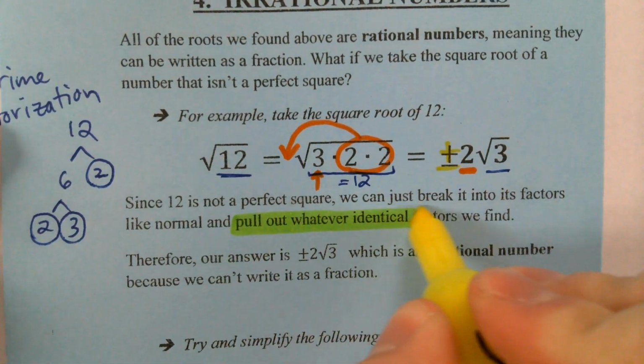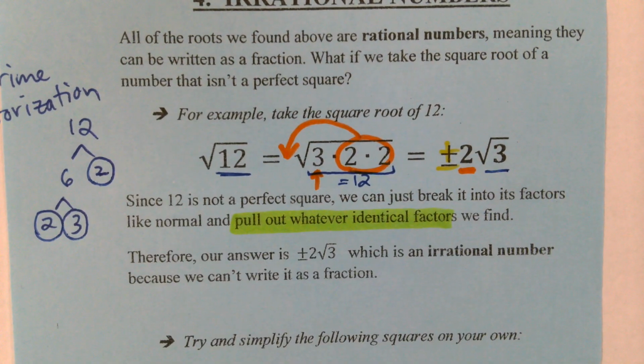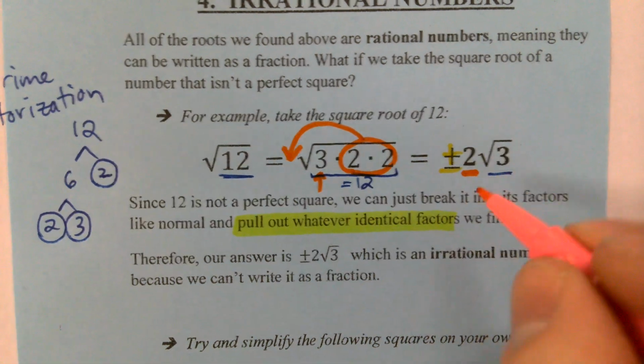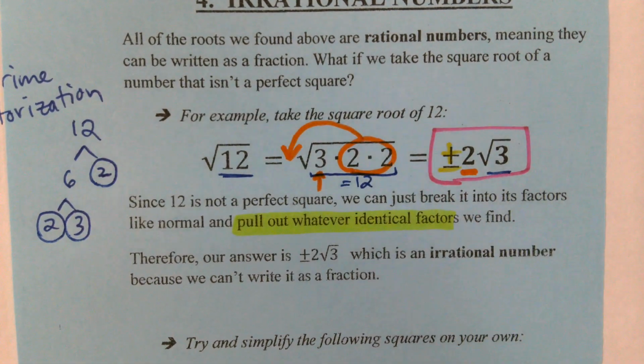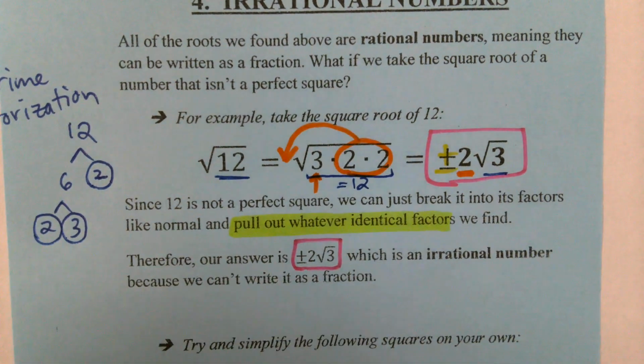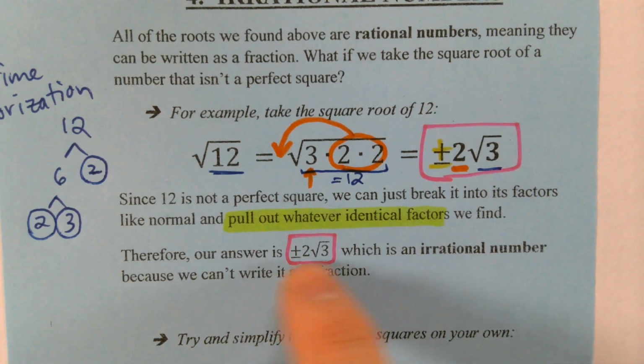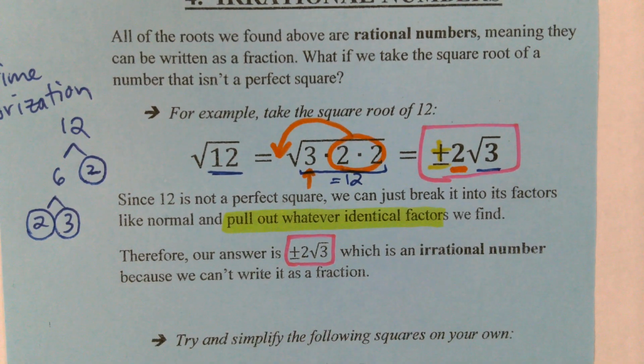So the key idea here is pulling out whatever identical factors we find. Therefore, our answer here is just plus or minus 2 times the square root of 3, which is a really ugly looking number, right? This is just as much a number as 4 or 5 or 10. It's just written in a way that we're not really used to seeing typical numbers written out.